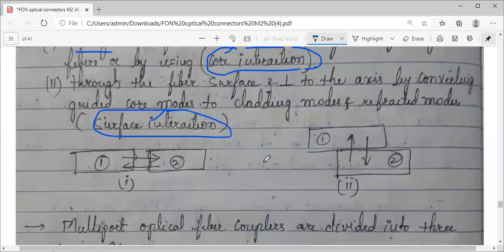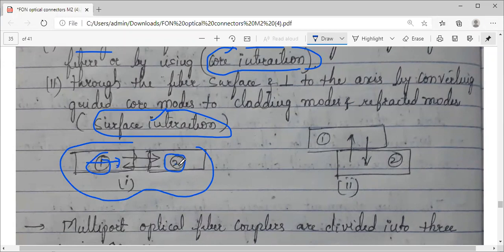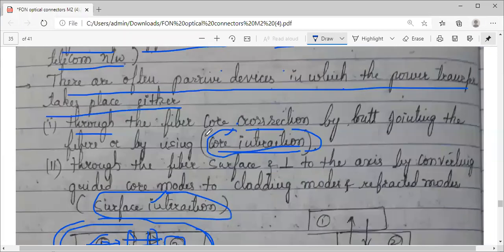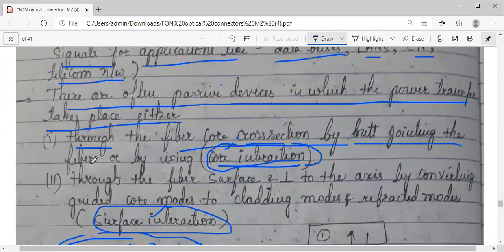Let me give you the figures here. If you have an optical fiber which is to be coupled with another, whatever power is flowing from here, you want to distribute it to the other fiber. Then you align both fibers in such a way that their cores are aligned. This is one way. We have seen this kind of structure even in case of misalignments, two butt jointed fibers, with their cores aligned. This is called the core interaction type. It is done by butt jointing the fibers.